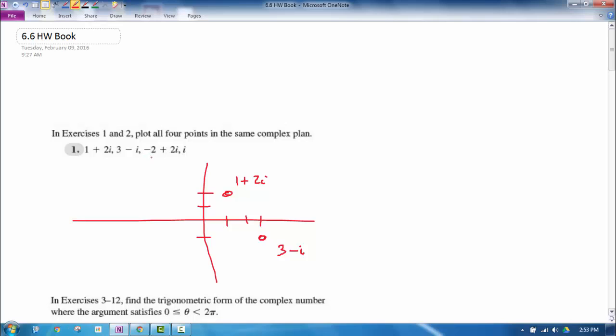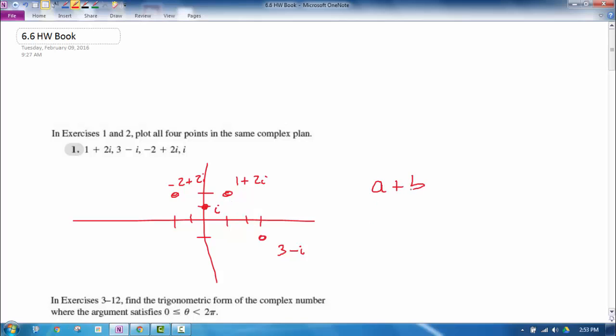And then the next one is negative 2, so it goes back 2 and up 2. So here's negative 2 plus 2i. And then the last one is i, which just goes over 1 and is right here. I'm sorry, actually, that just goes up 1. So that would be right here.